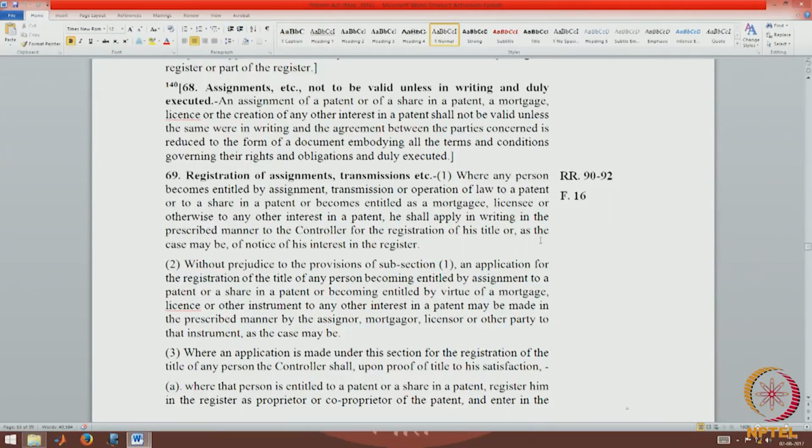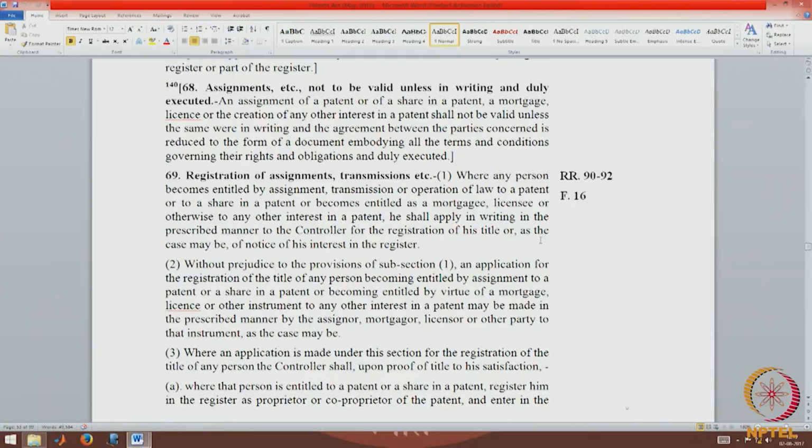complete control over his part of his right, maybe the entire patent or maybe a share of a patent. But to put matters in perspective, we are talking about the rights of co-owners or owners in this part. In the next part, which begins with the words "becomes entitled as a mortgagee, licensee, or otherwise to any other interest," we are talking about a limited right to use the patent or to have a license in a patent, which means a mortgagee, licensee, or a person who holds an interest will not have absolute control over the patent. He may not be able to sell the patent, he may not be able to assign it further.